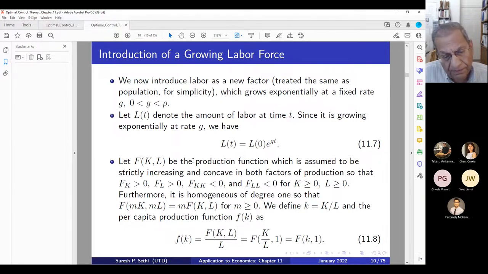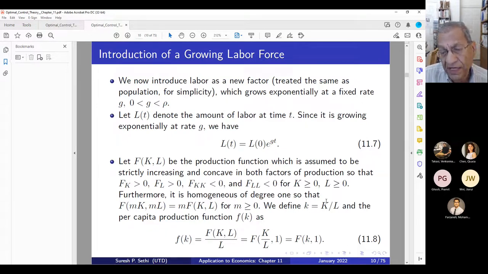But there's a possibility that it may not be homogeneous of degree one. It could be homogeneous of a different degree, which means that if you multiply everything by two, the production doesn't go by two. It could go by 1.9 or it could be 2.1. Depends on whether it's a synergy or whether it's a complication, of whatever. So that's not what we are assuming right now.